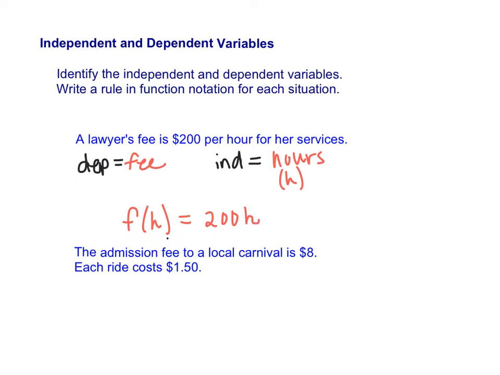So what that's saying is that here's our independent variable. If she works 2 hours, then we'll take 200 times 2 to give us 400, which is the dependent, the fee. If she works 5 hours, 200 times 5 is 1,000, and that's the dependent. So number of hours is our independent variable, represented by H, and then this is function notation. We call that F of H.